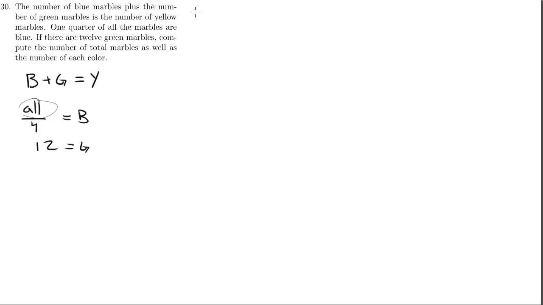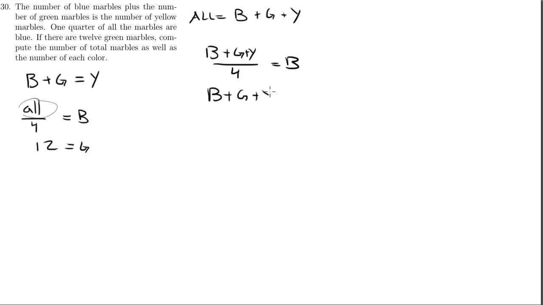The first thing I want to look at here is that idea of all the marbles. That's all the blue ones, and the green ones, and the yellow ones. All the marbles. Okay. So that means we'll take blue plus green plus yellow over 4 is equal to blue. So blue plus green plus yellow is 4 times the number that are blue.